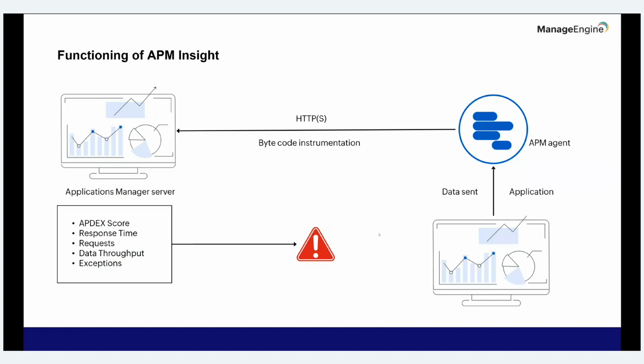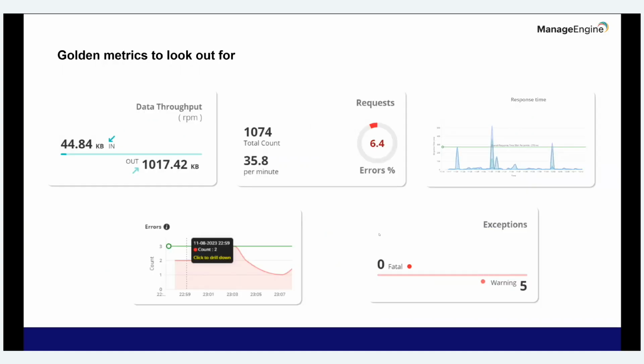How can APM Insight help me with meaningful information, what I need, what the organization needs. There are 5 golden metrics you need to look for, especially the data throughput of your application, the requests that hit your application, what is the response time taken by your application, is there any errors or the error percentage that has been achieved over a period of time, and what are all the exceptions. So these are all the 5 primary metrics. Once we have visibility across these areas, it's very easy for you to fine tune your application promptly even before the end user reports the problem.